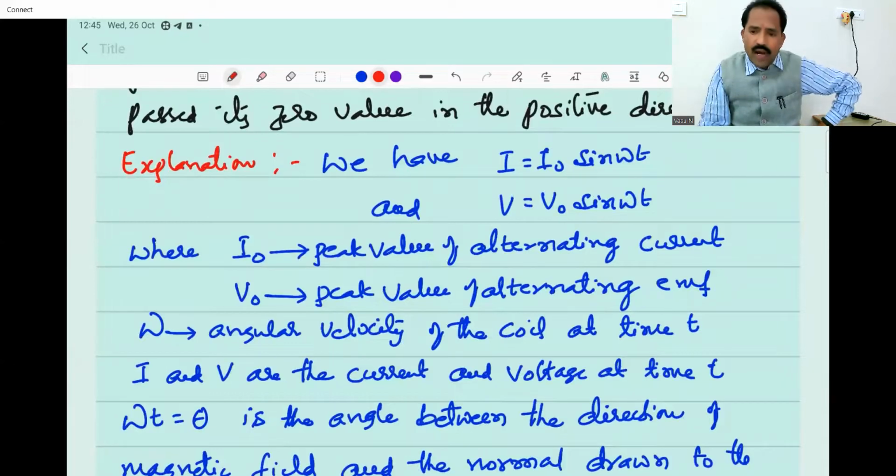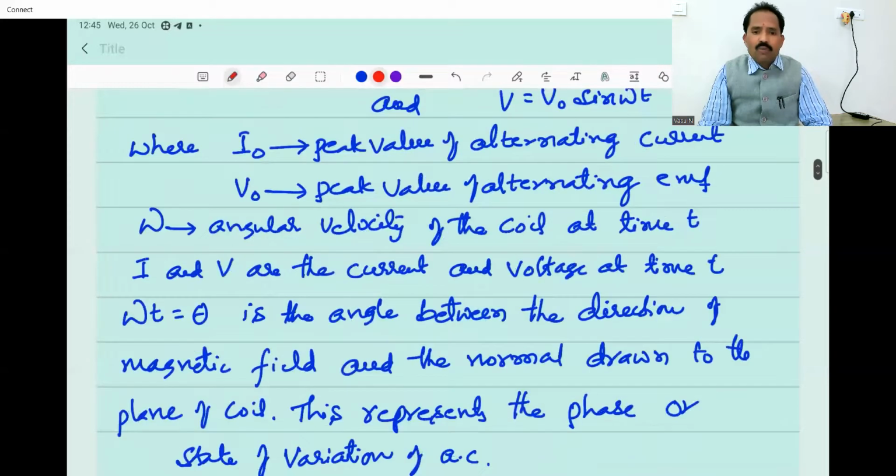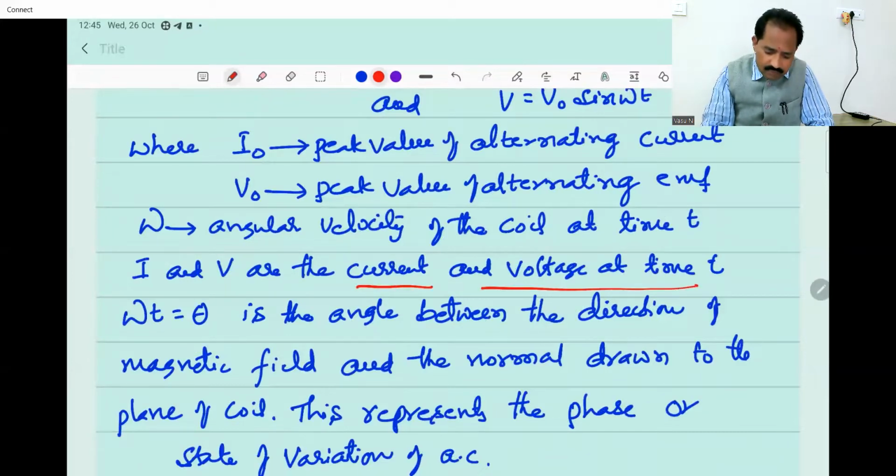We have I is equal to I naught sin omega t and V is equal to V naught sin omega t. What is called I naught? Peak value of alternating current. What is called V naught? Peak value of alternating EMF. What is called omega? Angular velocity of coil at a time t. And I and V are called current and voltage at a time t. And omega t is called theta.